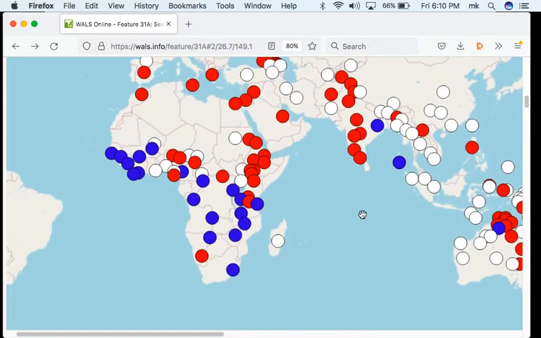And especially in Africa, see the blue dots, these are languages that have often a larger number of noun classes. And sometimes the blue dots are the ones that do not have a connection to gender at all.